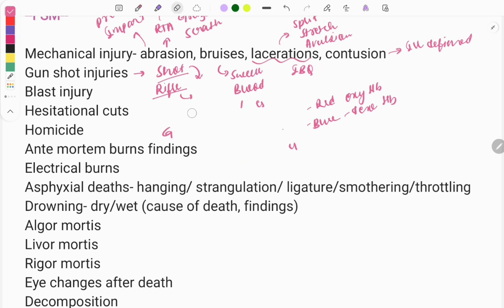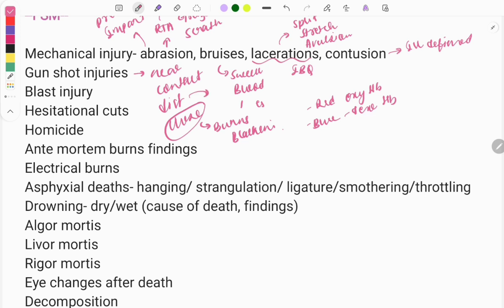Then questions are repeatedly asked on the range of the shot, like whether it is contact range, near range, or distant range, or close. So you need to know this. Like if it is close, then there will be burns seen due to the flame, and there will be blackening due to the smoke, then tattooing, and also the abrasion collar and the grease collar. All the things are seen in the close. And in distant, you can see only the abrasion collar and the grease.